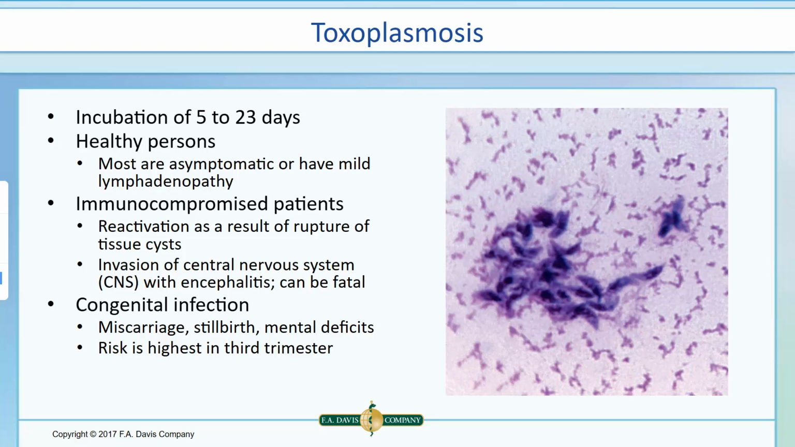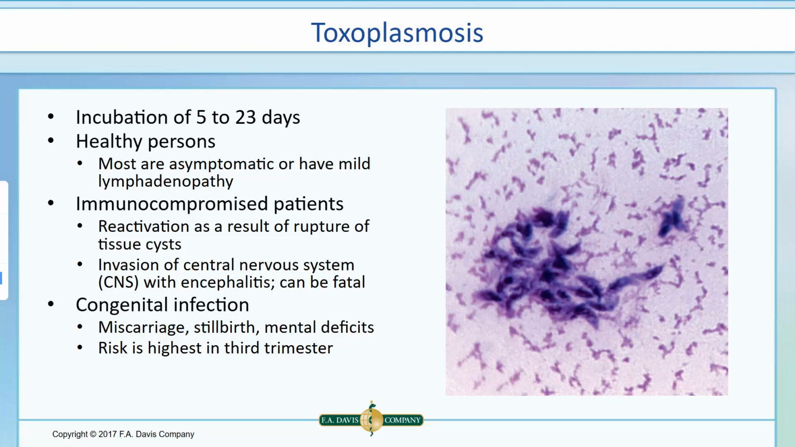So, incubation of 5 to 23 days. In healthy people, many people are asymptomatic. They may have mild lymphadenopathy or swollen lymph nodes. In immunocompromised patients, reactivation is a result of rupture of tissue cysts. Invasion of the central nervous system with encephalitis can be fatal.